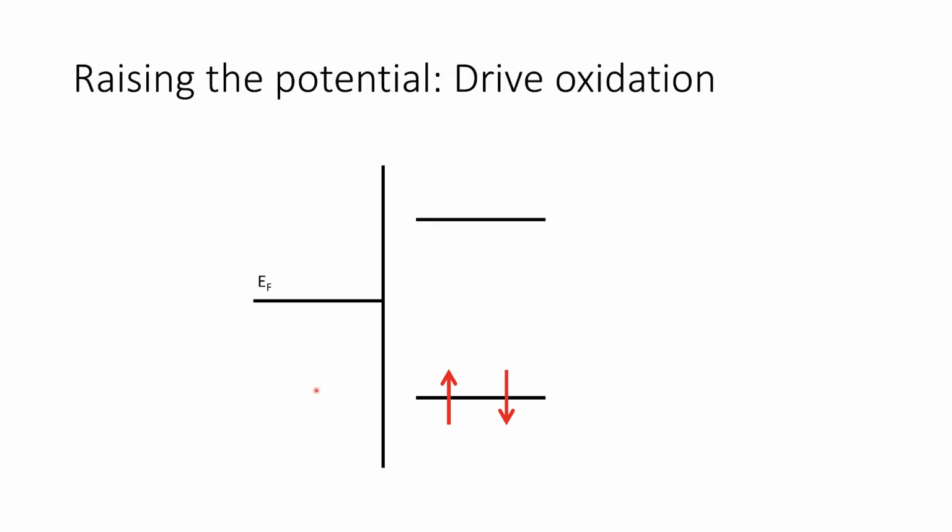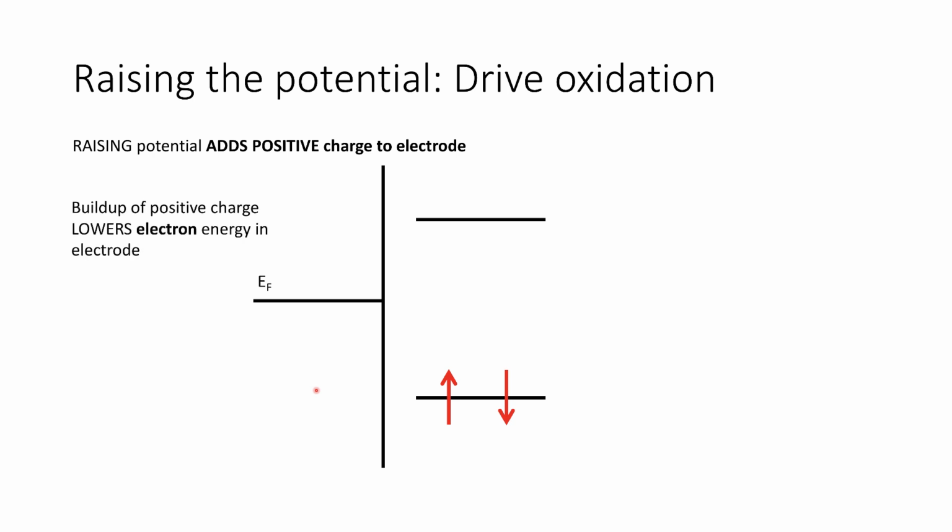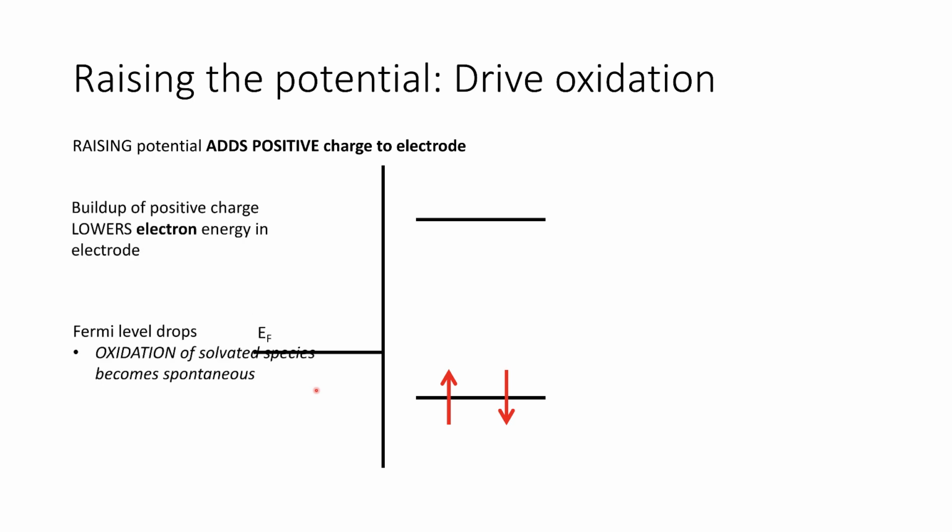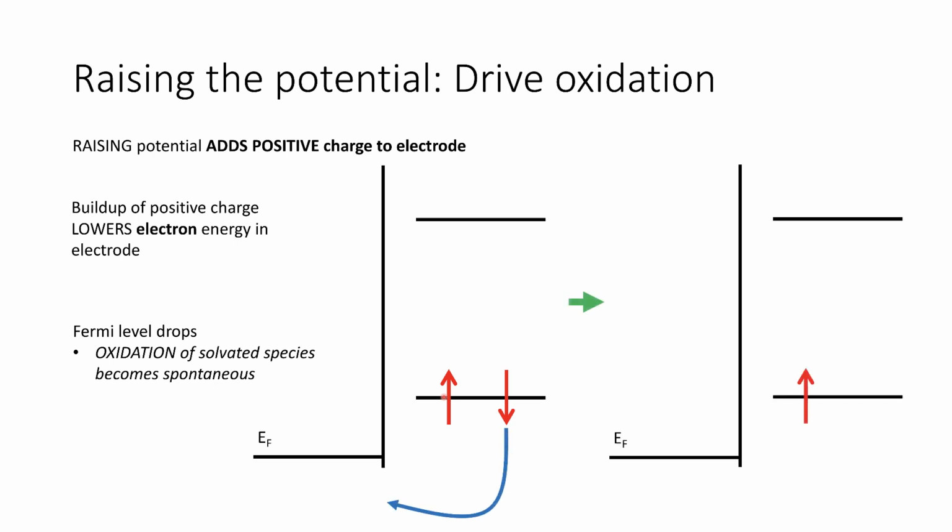So let's picture what's going on. If we raise the potential, we add positive charge. This build-up of positive charge has the effect of lowering the electron energy in that electrode. So the Fermi level drops. What this means is the Fermi level is now at a lower energy level than the highest energies of electrons in solution, and that electron can move and drive spontaneous oxidation.